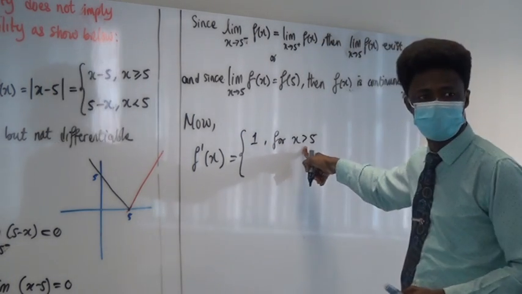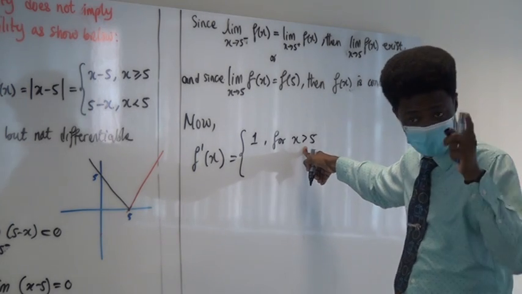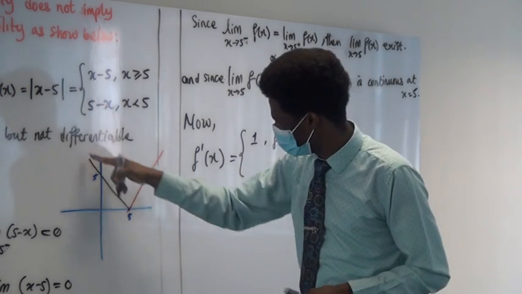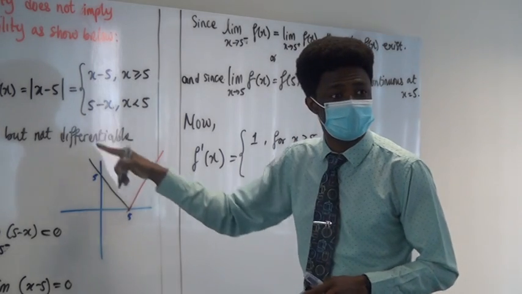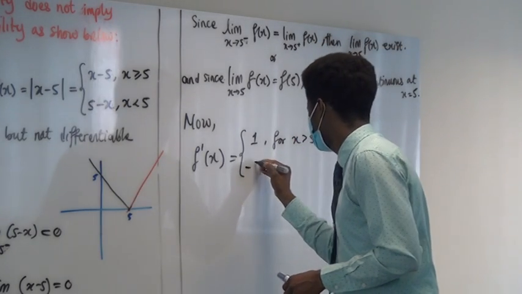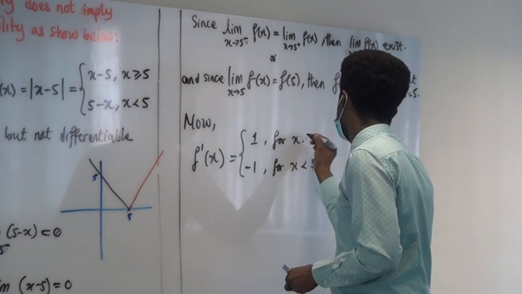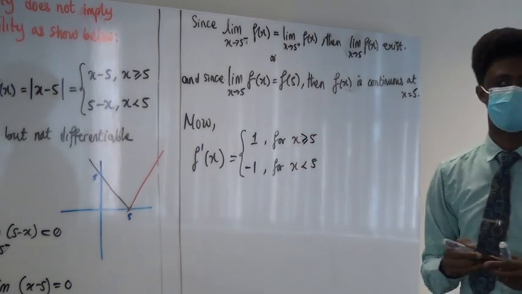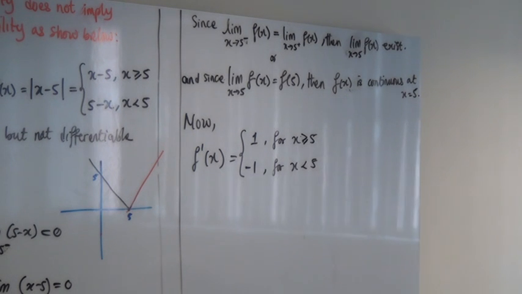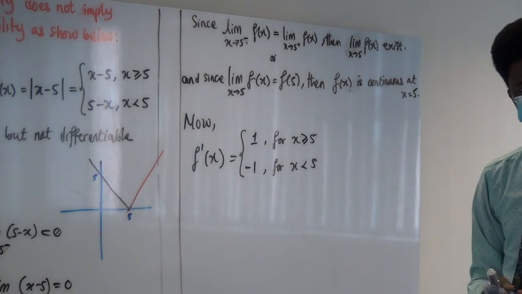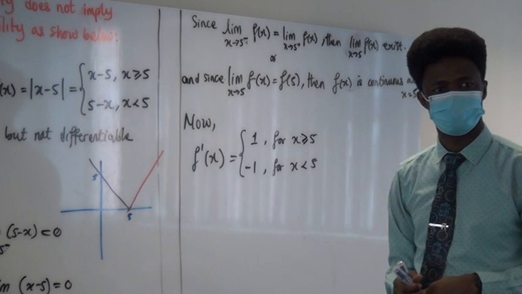I'll tell you why I'm not including 5. Or actually, I'll ask you. For this interval, what is the gradient of this line? -1. Can someone tell me why it is wrong to write this? Because the gradient at 5 would be 0.